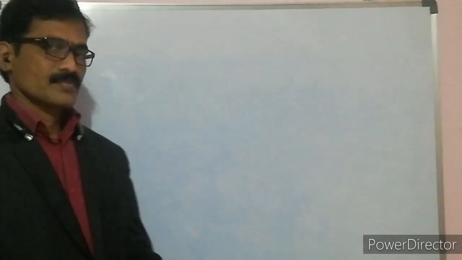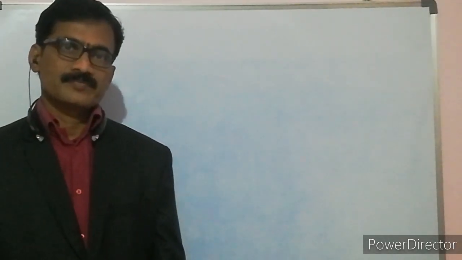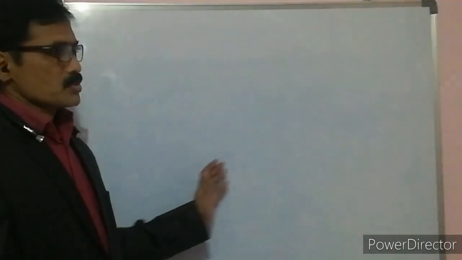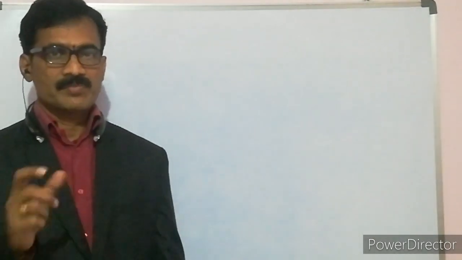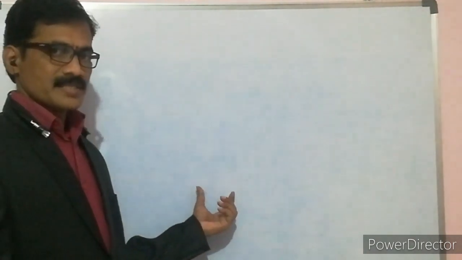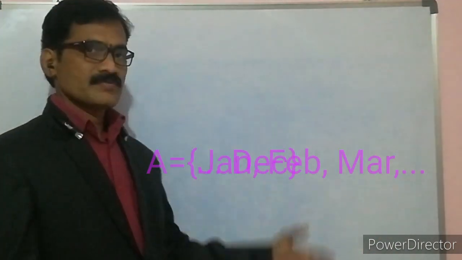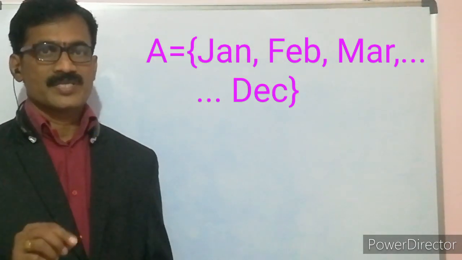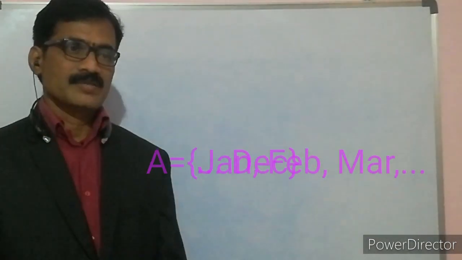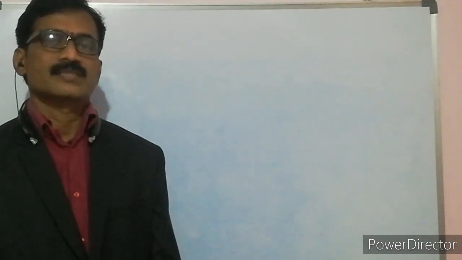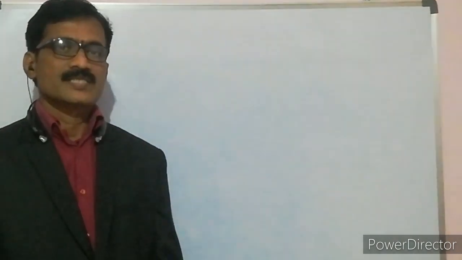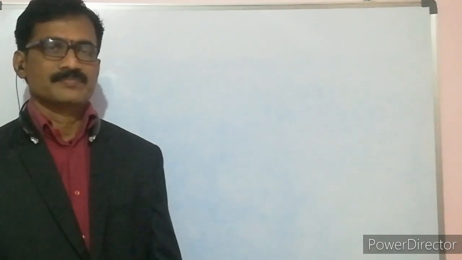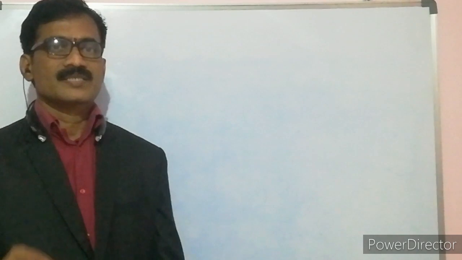For example, the months in a year. If you take a collection of months in a year, then what is the roster form here? If it is denoted by capital A, A is equal to the set of January, February, March, April, May, June, and so on, up to December. If you write all the names of the months in that set, then it is said to be in roster form. Means we are giving the list of all months, then it is roster form.